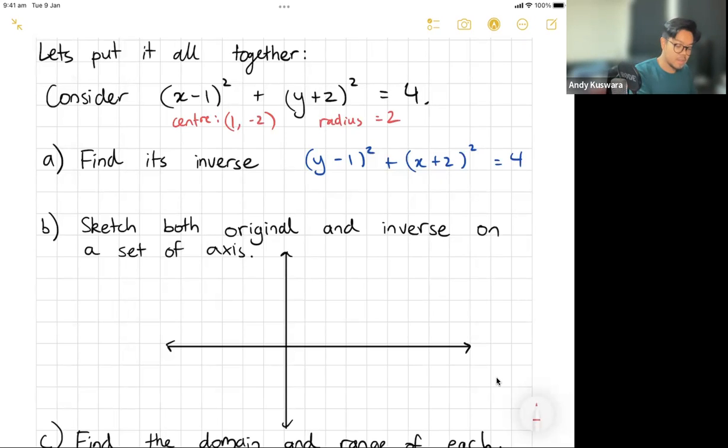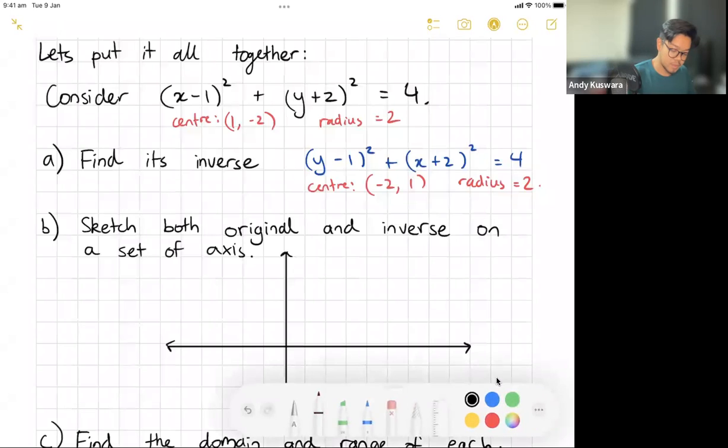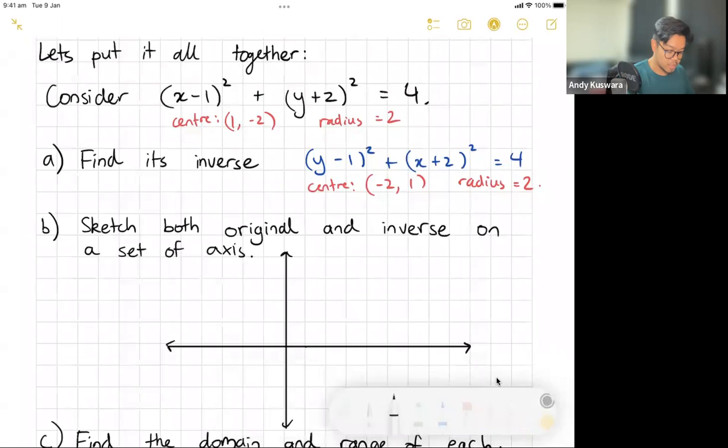And here, I can see that my center this time is not going to be (1, -2), but actually the x value first, which is -2, and then the y value, which is +1. And again, radius doesn't change. My radius for the inverse is still going to be 2. So if I take a look here, I've got (1, -2), there's my first one, and then I'm going to have a circle of radius 2.